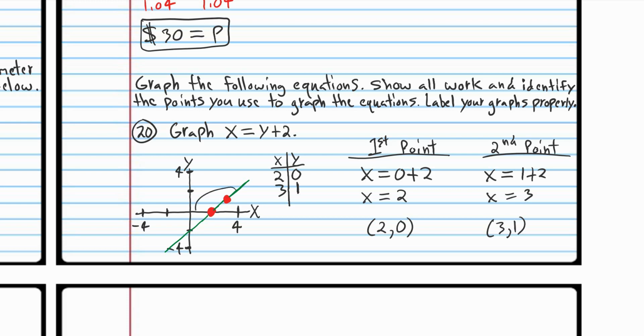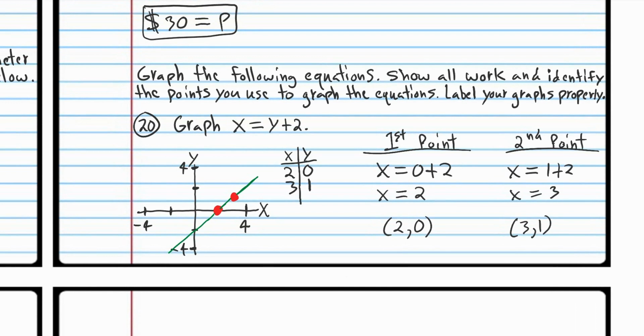So again, the reason we use this method is because we know it's a linear equation. We're not going to do any kind of curves in this class. They're all going to be linear equations. In fact, in the next course, you're not going to be doing curves either. In this course and the next course, it's just linear equations.